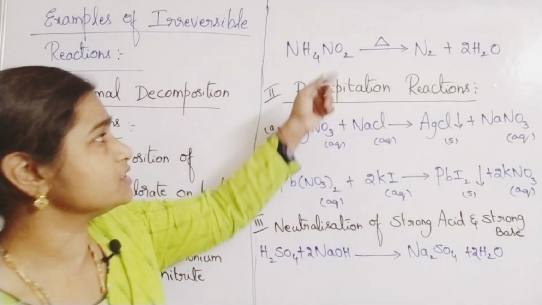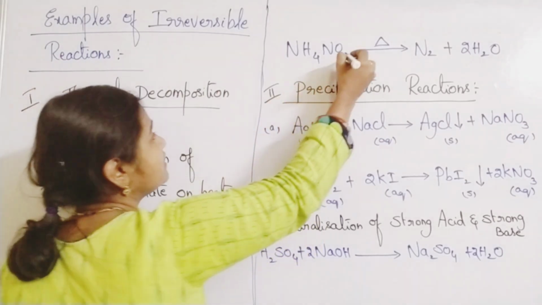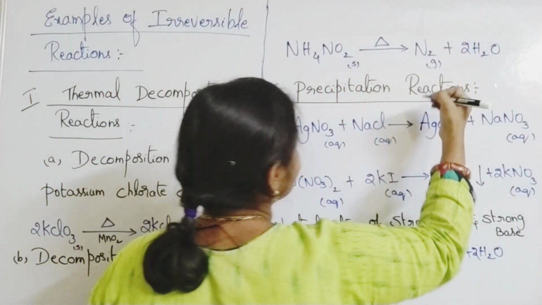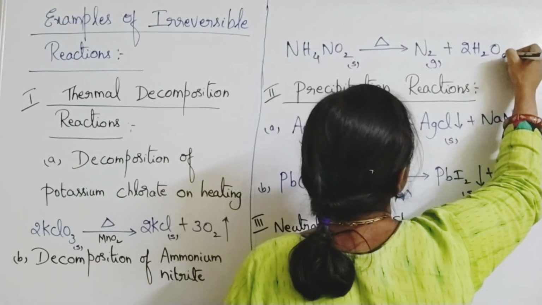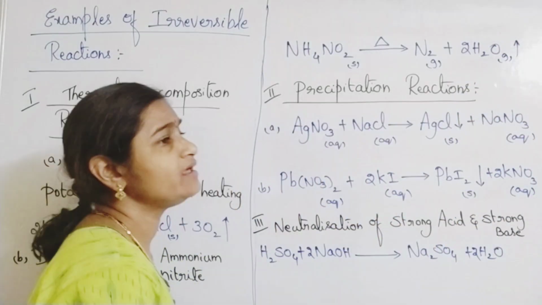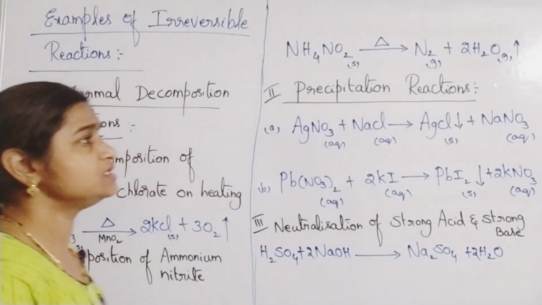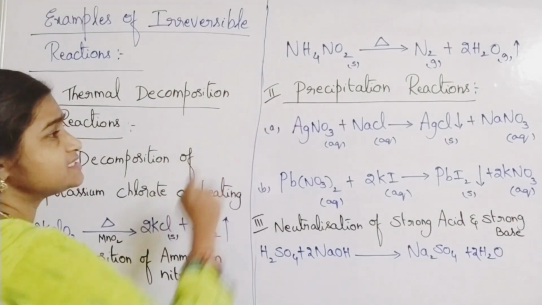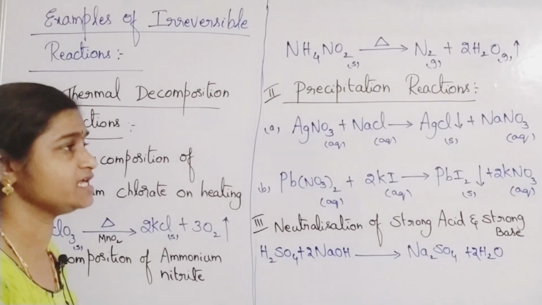Same like that here also. NH4NO2 is available as solid, but N2 will be coming out like gas. And this also in the form of vapor. Now water also will be vaporized. So this is an example for thermal decomposition. Next we will go for the second example, that is precipitation reactions.